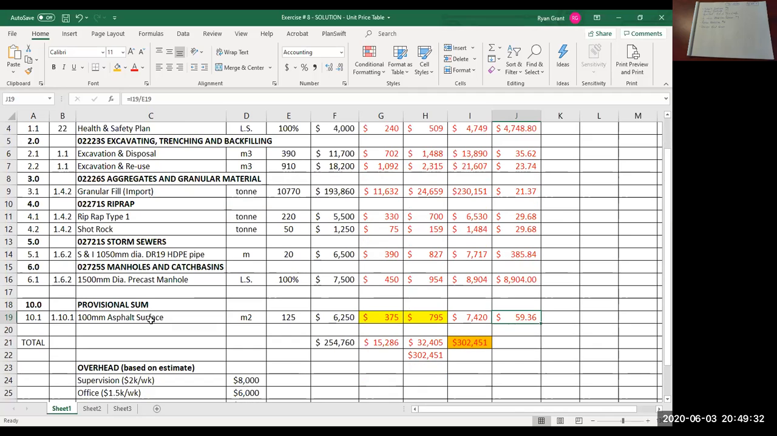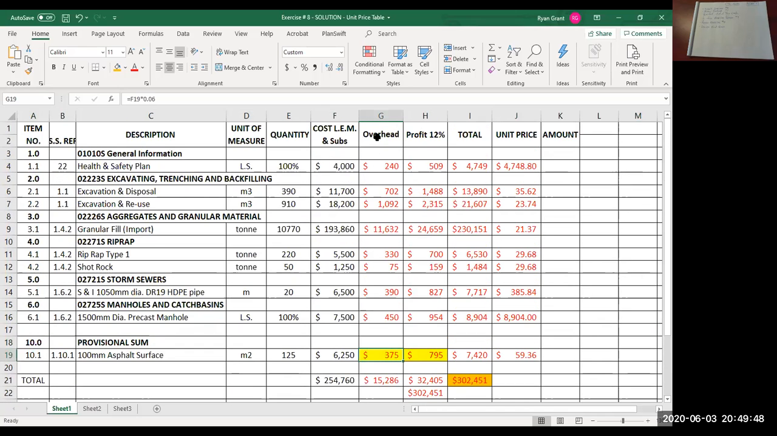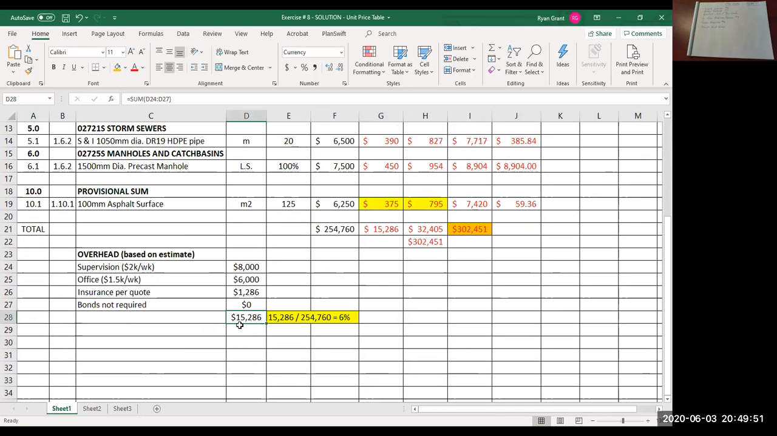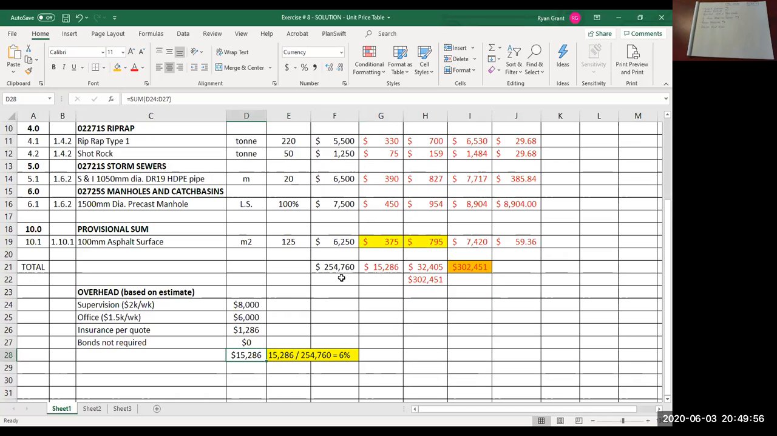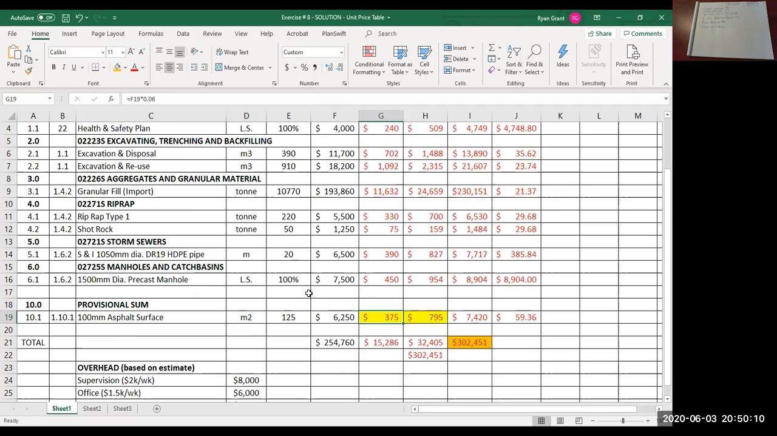if this provisional sum is deleted, so if the owner does not want to do the surface lift of asphalt, they can choose to delete this row. So that means we will not be paid a portion of our overhead costs. We're still going to spend $15,286 of overhead cost, but we're not going to get paid at all because this line item has been deleted, right? We're not going to get this 375.